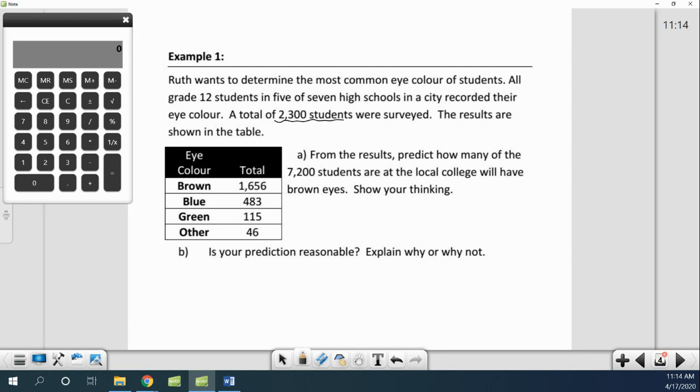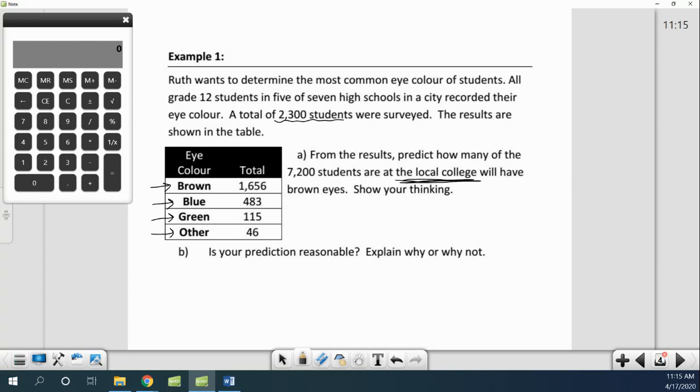So here we go. We've got 1656 for brown, 483 for blue, 115 for green, 46 for other. Whether that's like a gray or kind of a mix of the two where you couldn't really tell, you've got 46 others. From the results, predict how many of the 7,200 students at the local college, so these aren't high school kids anymore, but you might go from high school up into college after that. Predict how many at the local college would have brown eyes. Show your thinking.